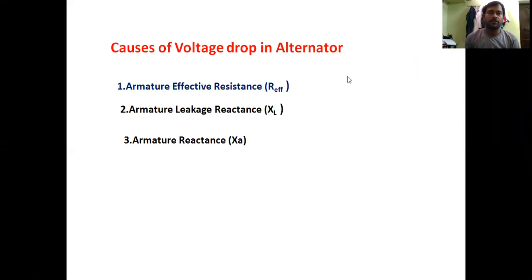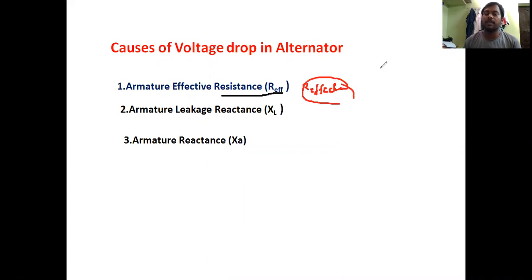So in this session, I covered the causes of voltage drop in an alternator, and that voltage drop is due to armature resistance. This is R effective, nothing but effective resistance.